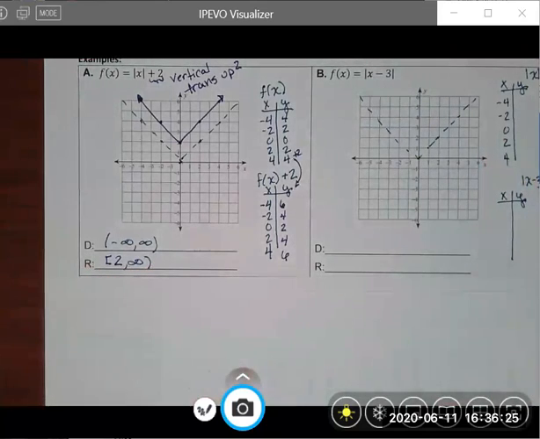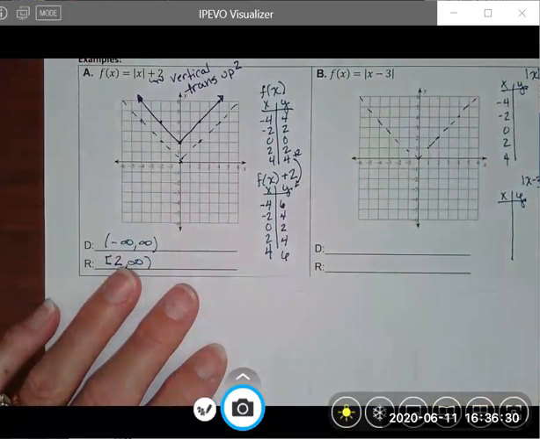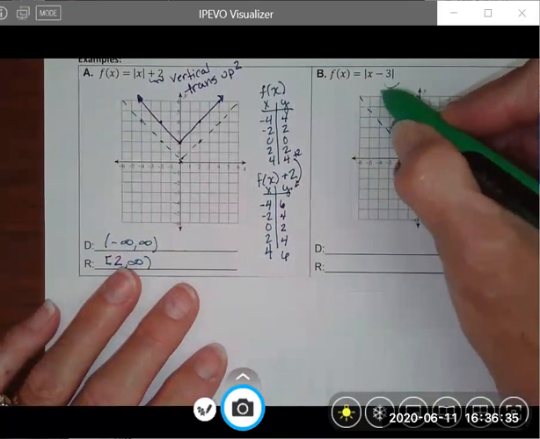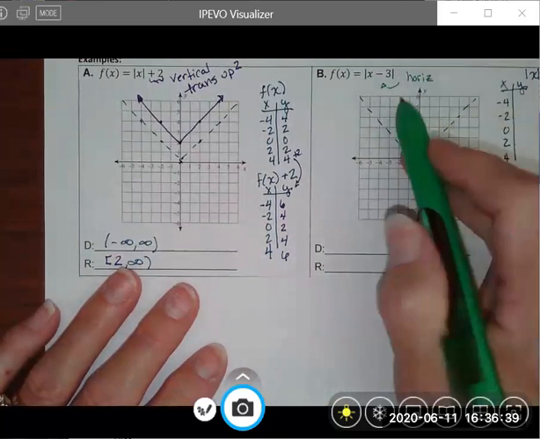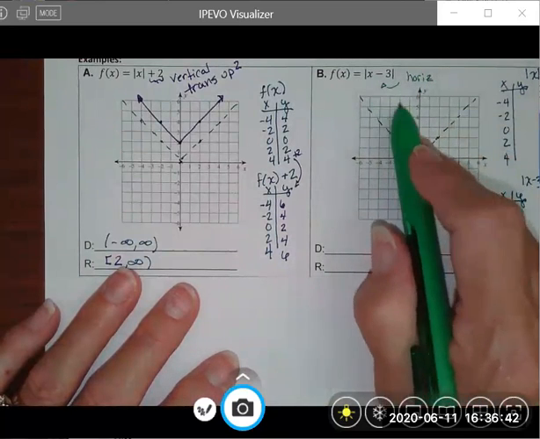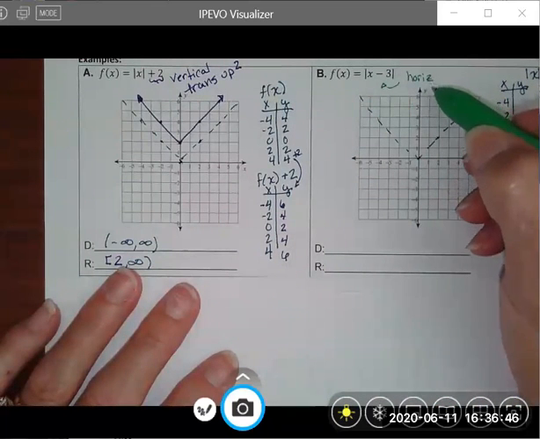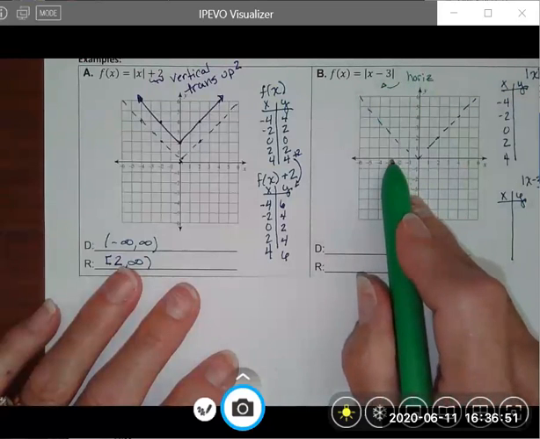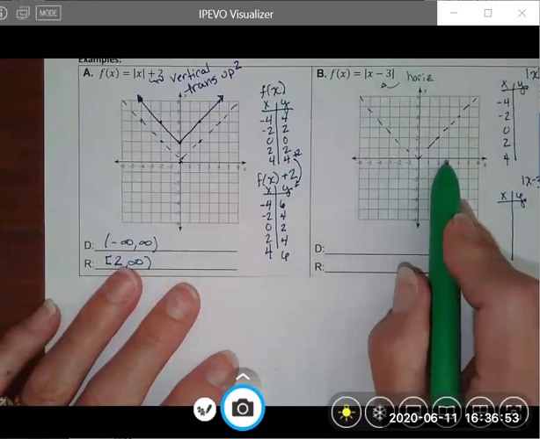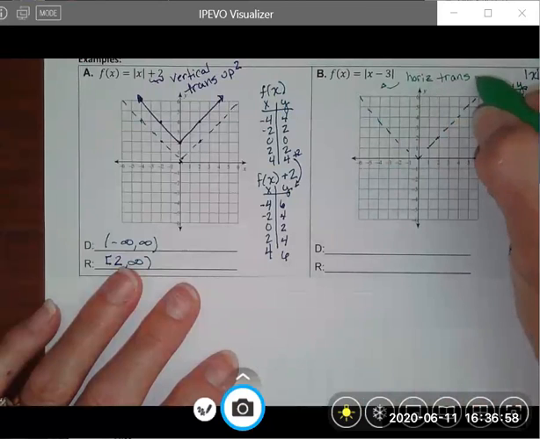All right, so in this particular function, I'm looking at the absolute value of x minus 3. And the first thing I note is that this is all happening inside the grouping symbol. So this is a horizontal, because horizontal happens inside. It's inside my absolute value bars. And I remember that horizontal or insiders lie. So instead of going -3 to the left, I'm actually going to shift this to the right 3. So it's a horizontal translation, right 3.